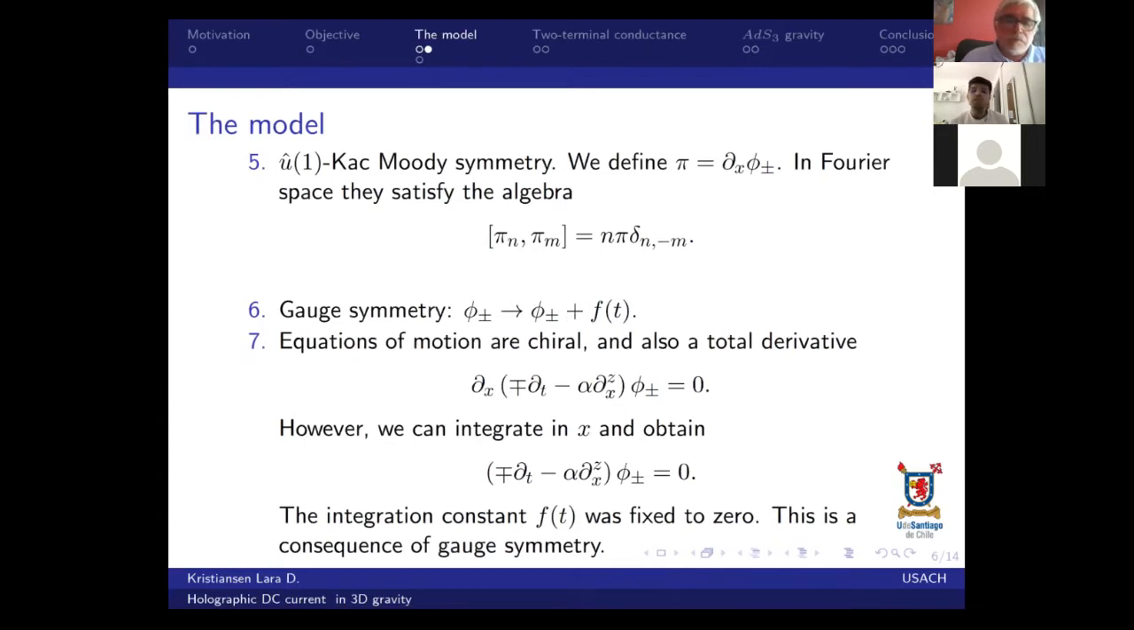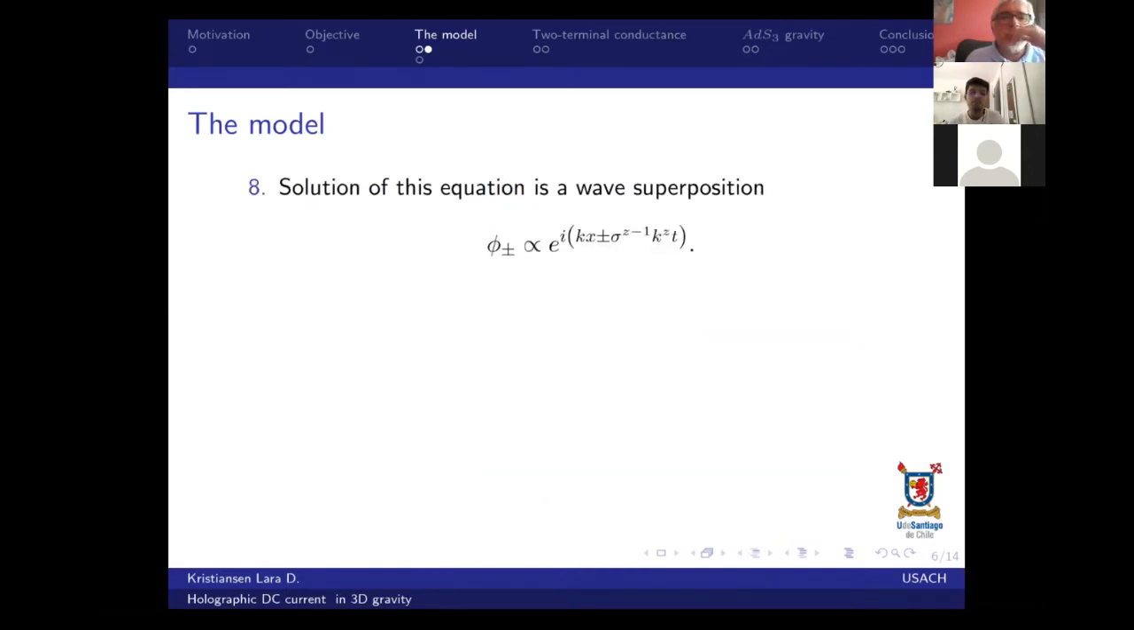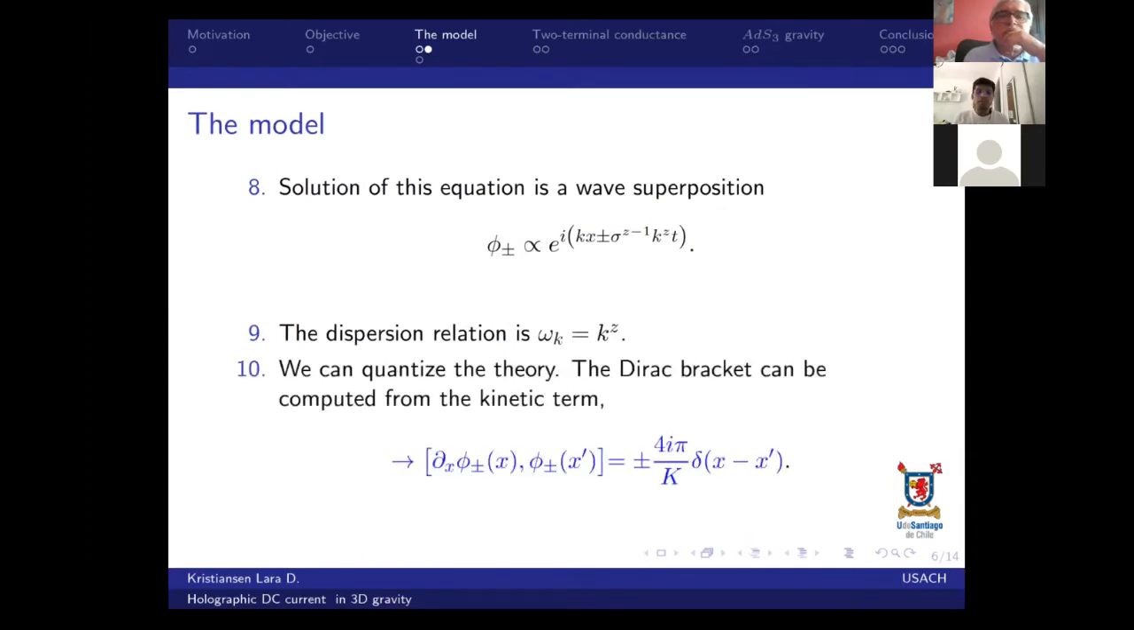We can integrate in x and obtain the equation of motion that you can see here. However, the integration constant f of t was fixed to zero, and this is a consequence of gauge symmetry. Now, the solution of this equation is a wave superposition, and the dispersion relation is k to the power z. We can quantize the theory, and the Dirac bracket can be computed from the kinetic term as follows, in the blue term.